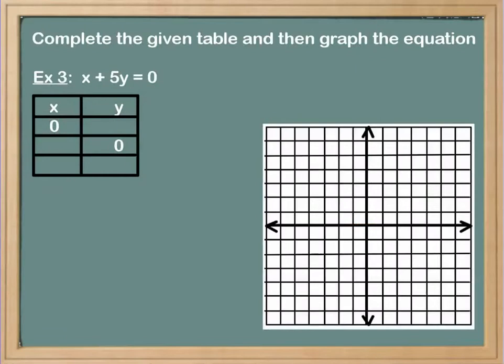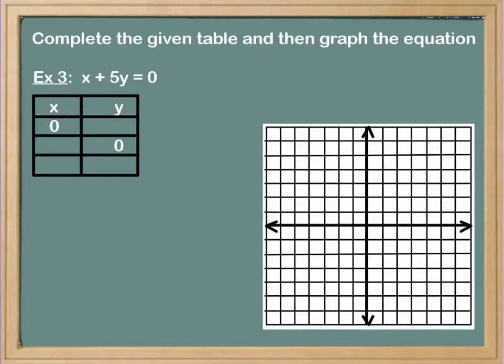All right, we're going to have another example that looks similar to what we were doing on the previous two, but you'll see really quick why it's not. We're starting with example 3, no fractions here, so you're all breathing a sigh of relief. I have example 3, which is x plus 5y equals 0.